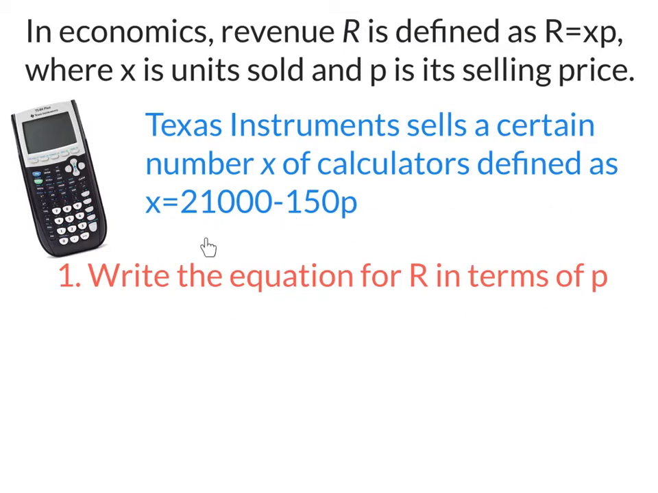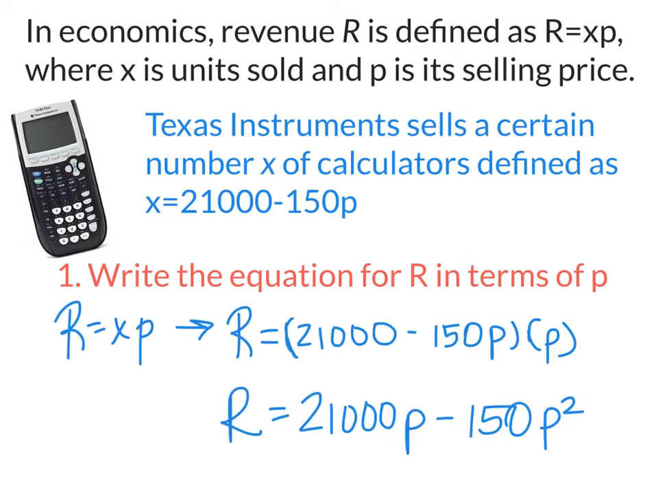So let's write an equation for R, in terms of P. So I take this first equation and this equation, and I plug in X into here, and I get this quadratic for the revenue in terms of P.